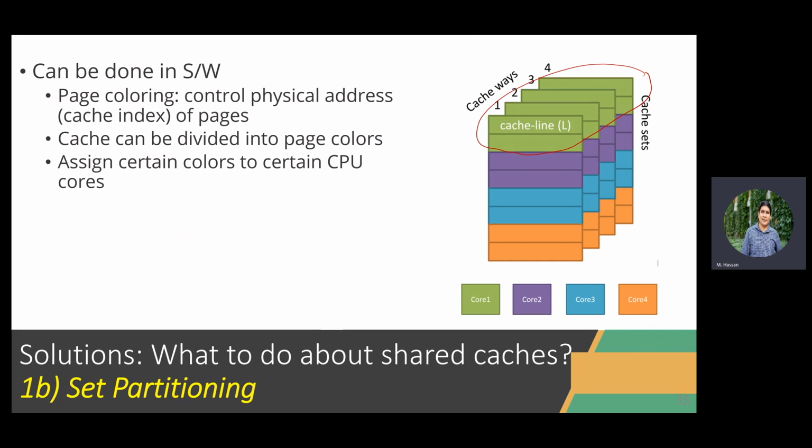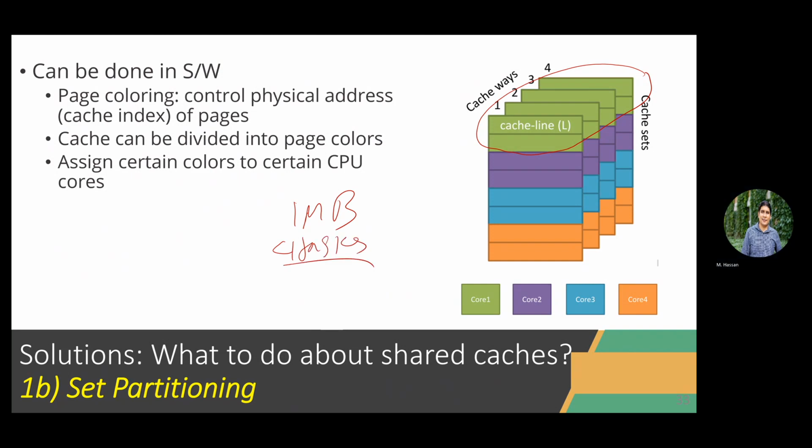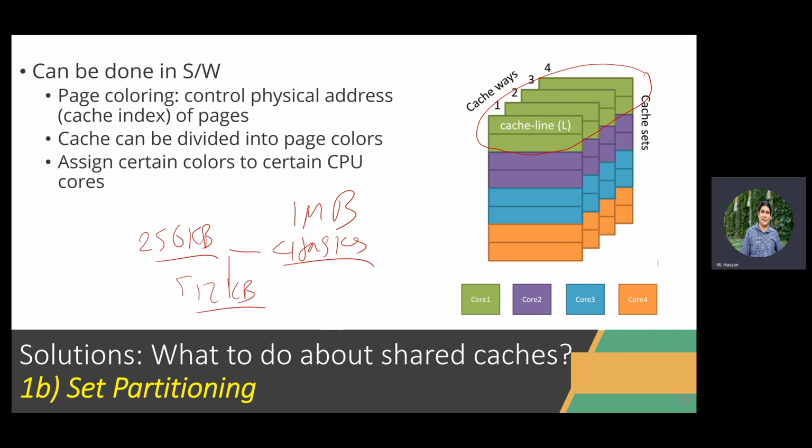So assume, for example, my cache is 1 megabyte, and then I have 4 tasks. Without partitioning, all the 4 tasks can access the full 1 megabyte. Correct, but with partitioning, each one will get 256 kilobytes. If a task has a data set that, for example, requires 512 kilobytes, what is going to happen? If you only give it 256 kilobytes, it will keep evicting lines because you need to access data a lot, right? So this is called overutilization.